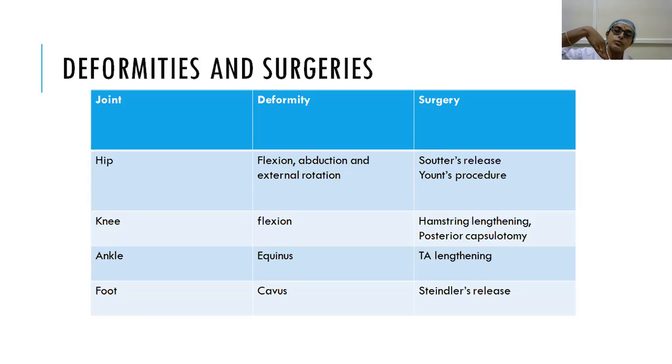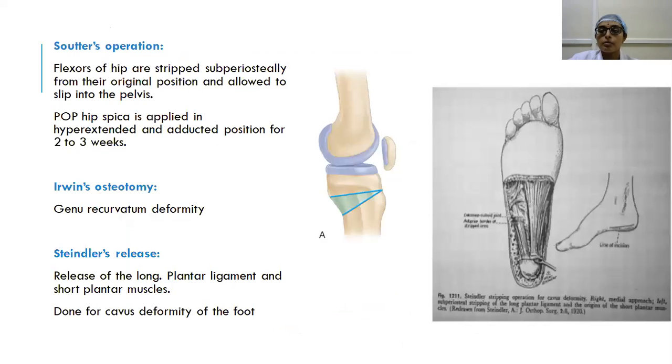And in the ankle, there will be contracture of the tendo-Achilles, which leads to equinus contracture, which can be relieved by TA lengthening. And in the foot, there will be cavus deformity, for which you have the Steindler's release, where the longitudinal plantar ligament and short plantar muscles are released to relieve the cavus deformity. So these are a few surgeries which are done to relieve the deformities of poliomyelitis.